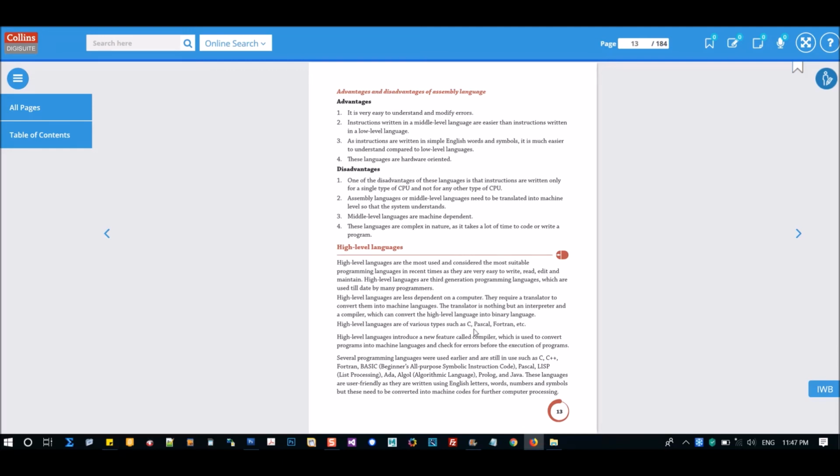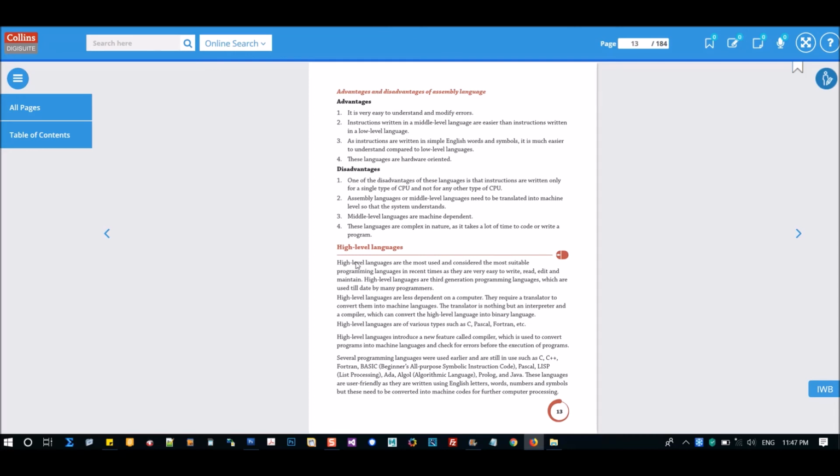Here are some examples of high-level languages. The computers that we use nowadays run on high-level languages. Examples we can give are C, Pascal, C++, Fortran, and BASIC, which stands for Beginners All-purpose Symbolic Instruction Code. These are some of the examples of high level.